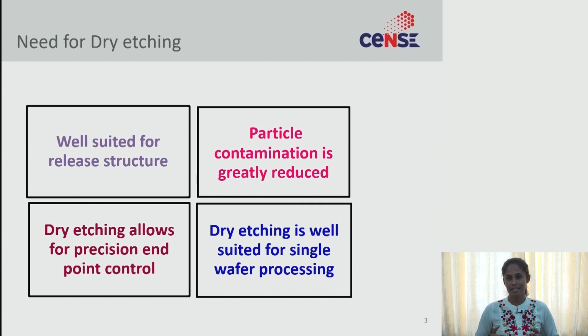Also, since it happens inside a high vacuum chamber, particle contamination is greatly reduced. Dry etching also allows for precision endpoint control, because in wet etching you are the person responsible for taking the sample from the solution once it reaches the end time. But in dry etching, that is not the case. The machine will take care of your endpoint, so precision endpoint can be achieved in dry etching. Dry etching is also well suited for single wafer processing.